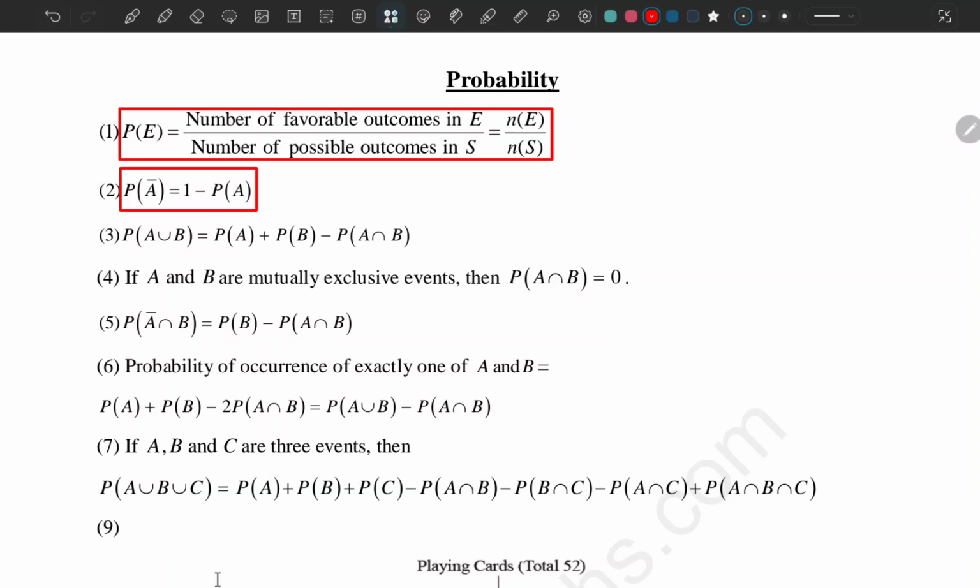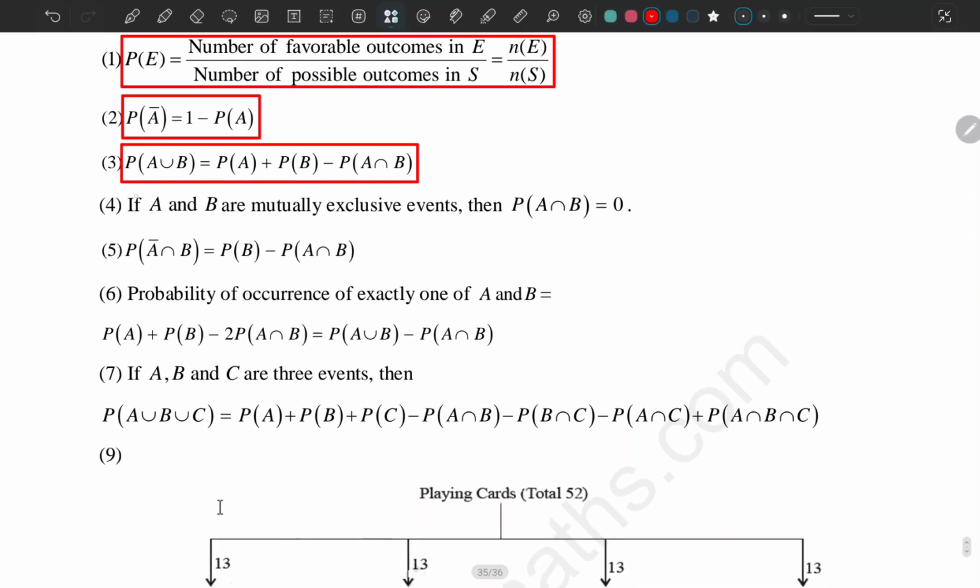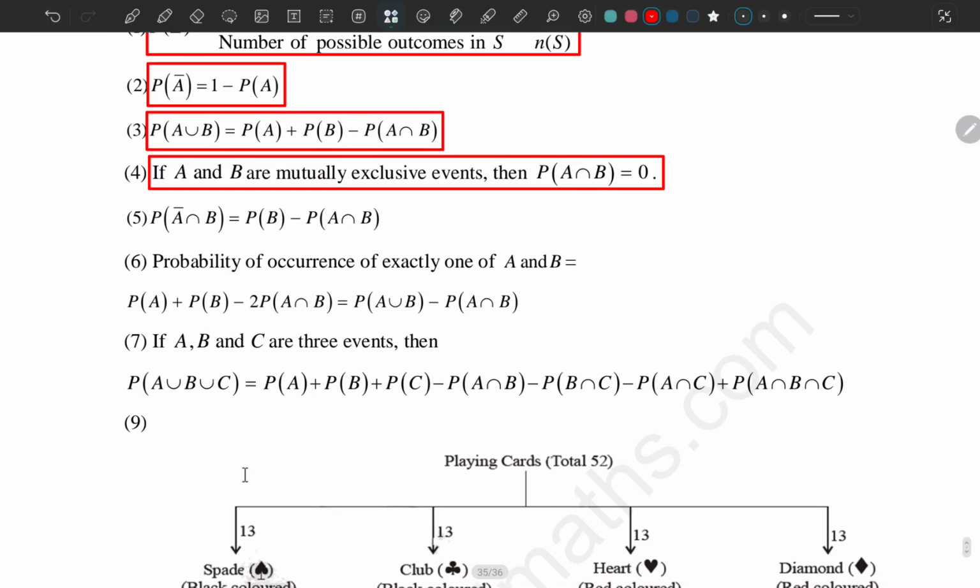And P of A bar is 1 minus P of A. P of A bar represents the probability of that event not happening, right? So P of A union B is P of A plus P of B minus P of A intersection B. That's necessary to remember. If A and B are mutually exclusive events, then P of A intersection B is 0. A 1 mark question may be asked from this.